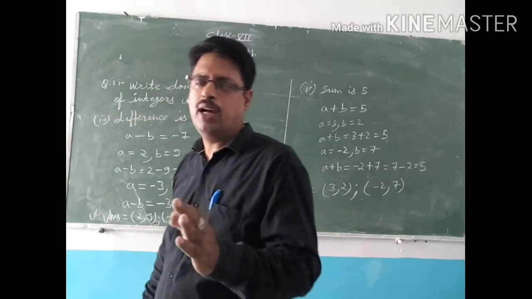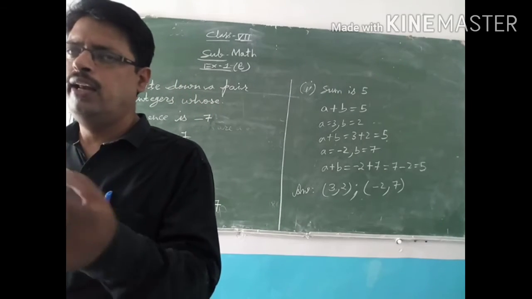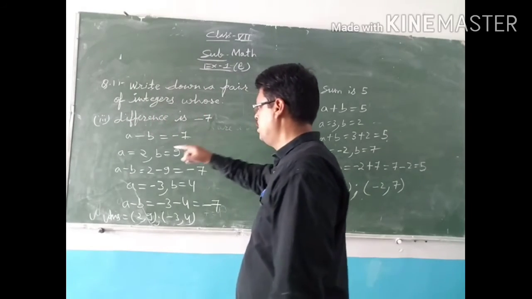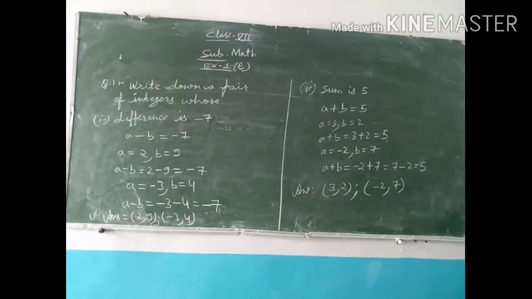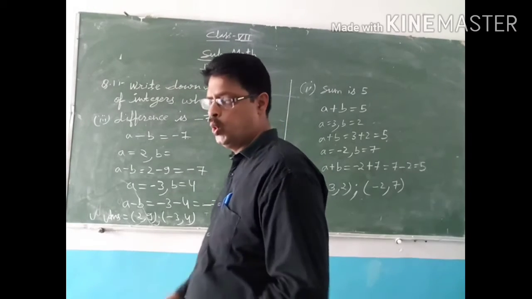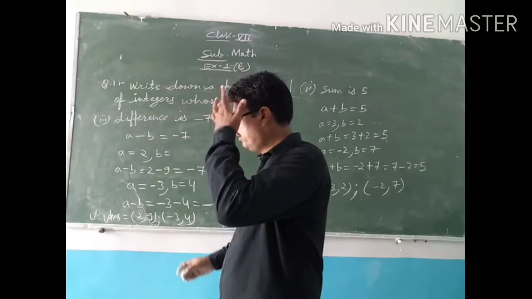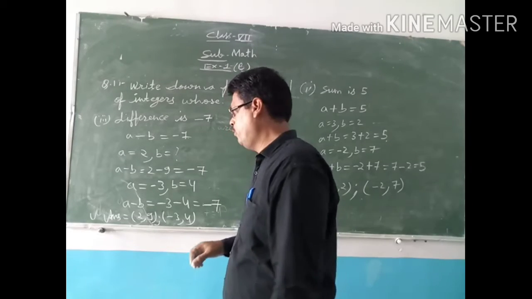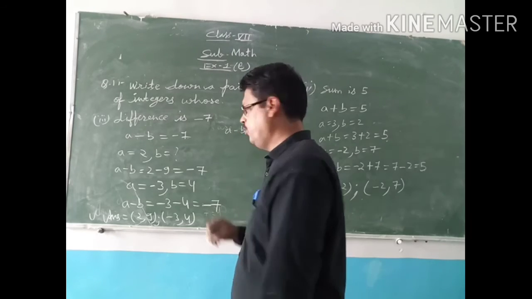अगर आपको नहीं पता कि कौन कौन से इंटीजर लेने हैं, तो आप एक काम कीजिए, एक इंटीजर ले लीजिए, दूसरा अपने आप आएगा. That I will tell you. Okay, look at here. Suppose I have taken only the value 2, but I don't know the value of b. So what we have to do, a minus b is equal to, हमें चाहिए minus 7.